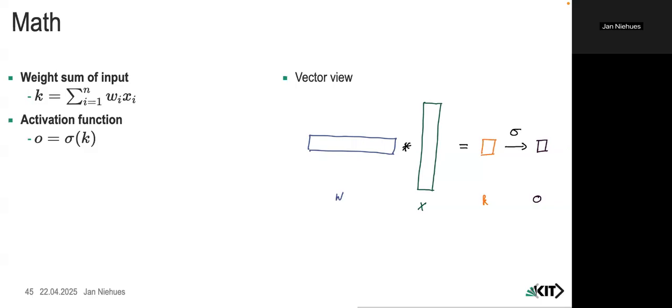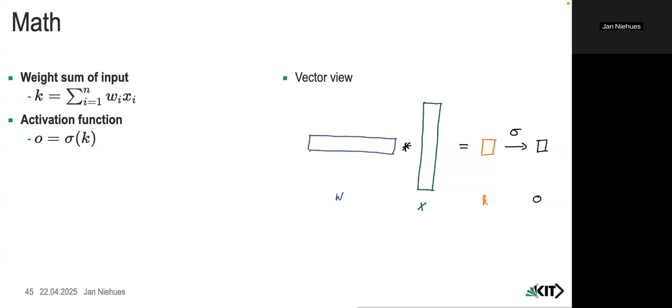Nowadays, it's also always good to have more of a matrix-based view. So what it means in this case is you have your weight vector W, you have your input vector X, then you just do the product of both of them. That will give you K, and then you apply the nonlinear function to it to get the output.